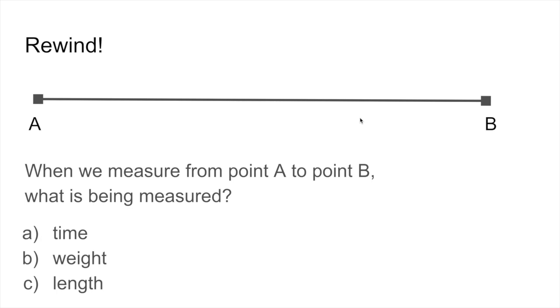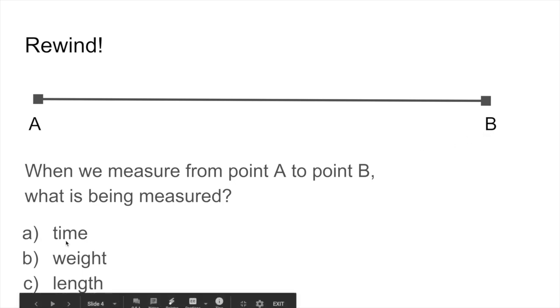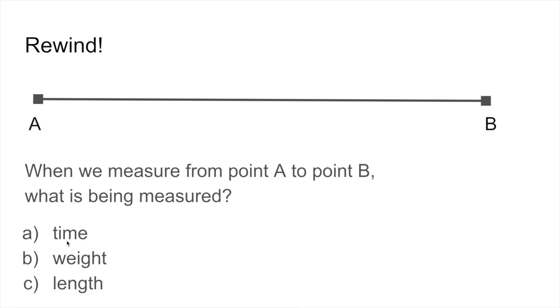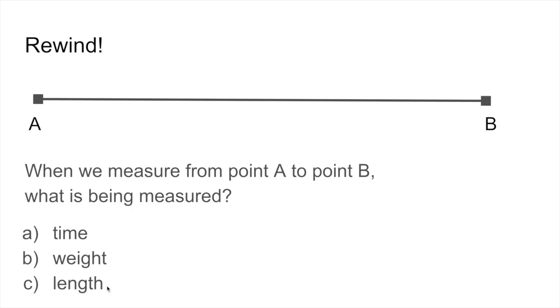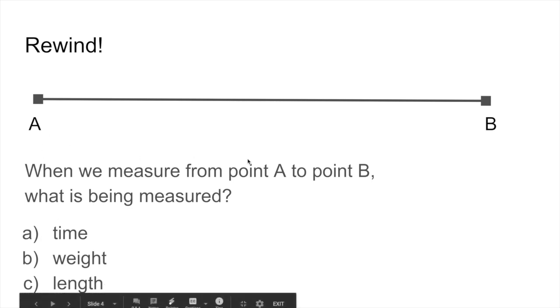When we measure from point A to point B, what is being measured? Are we measuring length? Are we measuring weight? Are we measuring time? Remember, when we measure time, we need clocks. Weight, we need pounds. Length, we need centimeters or inches. Which makes the most sense?